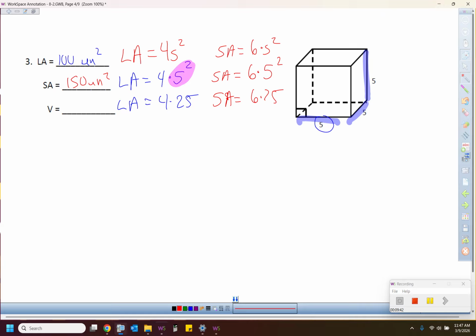And then the volume, you could do length times width times height. It all works. It'd be 5 times 5 times 5. And the shortcut is it's the side length cubed, right? Length times width times height, 5 times 5 times 5, S times S times S. So volume equals 5 cubed.